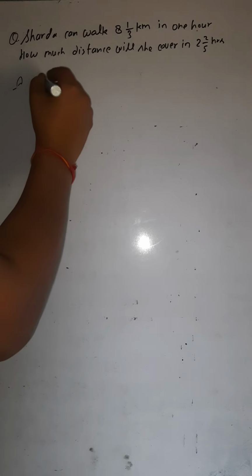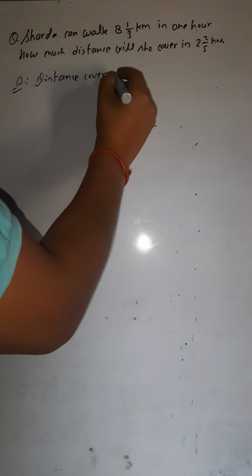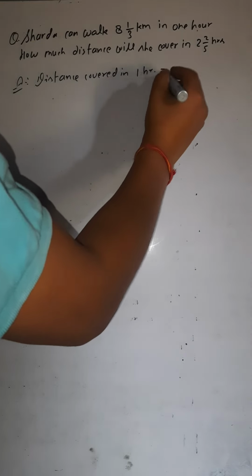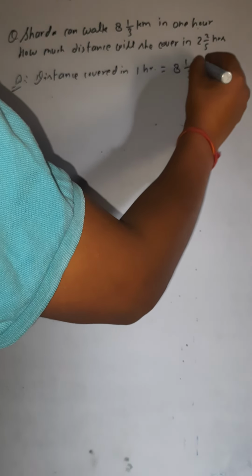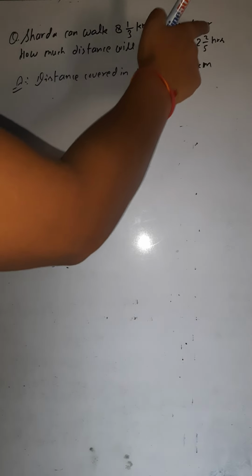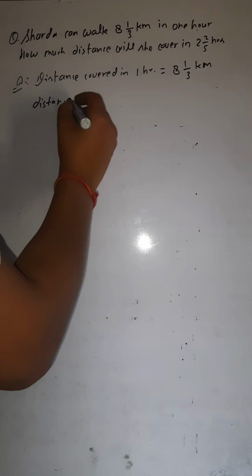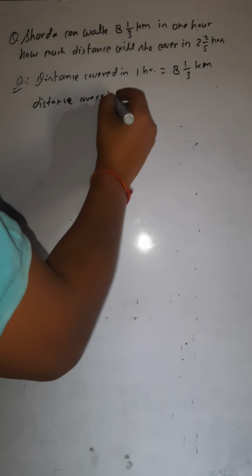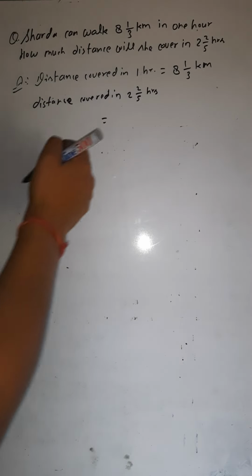So in 1 hour, so just write here, distance covered in 1 hour. How much distance is being covered in 1 hour? And that is 8 whole 1 by 3 kilometers. So this is the distance the Sarda is covering in 1 hour. Okay, so how much distance will she cover in 2 whole 2 by 5 hours? Okay, so distance, write here, distance covered in 2 whole 2 by 5 hours would be, what would you do?